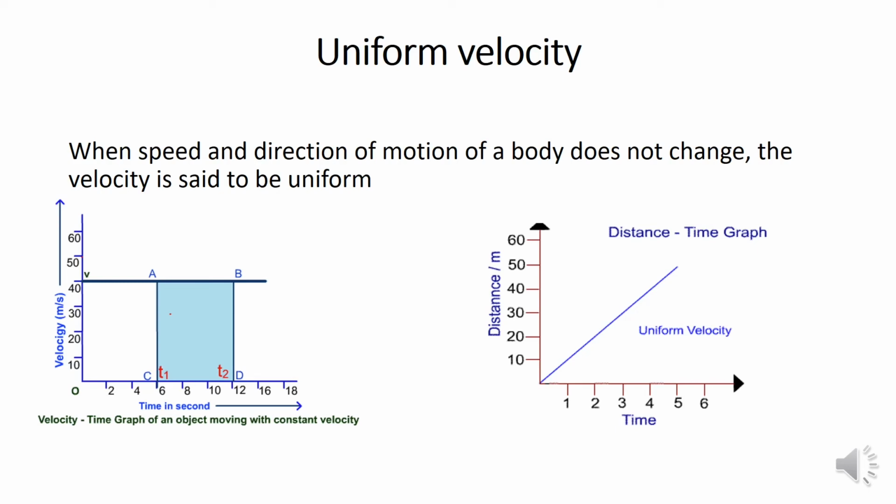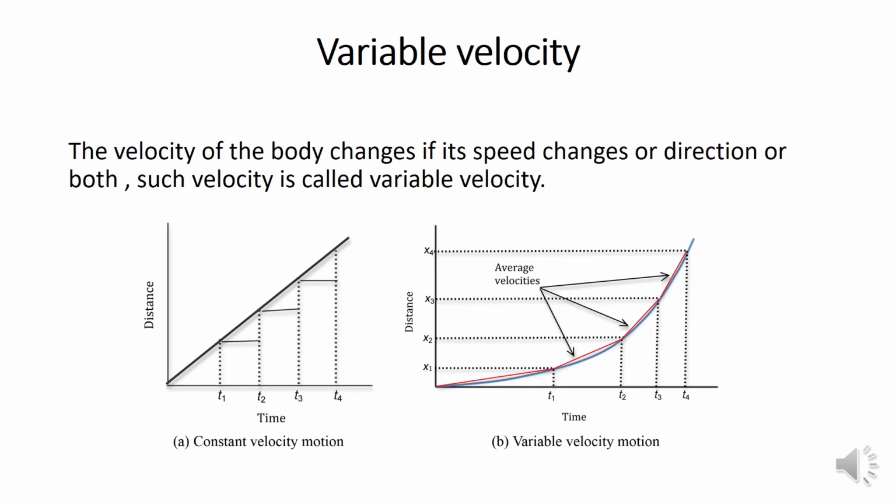And here too, equal distance in equal intervals of time in a particular direction, this velocity is called uniform velocity. Remember, the difference is only in direction. So speed in a particular direction is called velocity, if you want to know the difference between speed and velocity. Variable velocity: the velocity of a body changes if its speed changes or direction changes or both. Such velocity is called variable velocity. Just like variable speed, you have variable velocity in a particular direction. So you can see that it is moving with different intervals of time, with different distances. So this is called variable velocity, the changing speed in a particular direction.